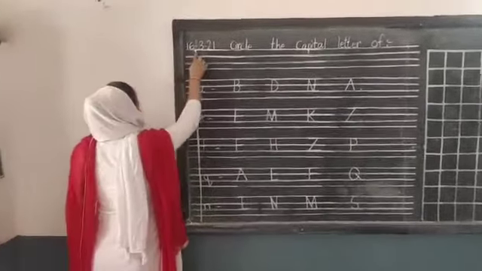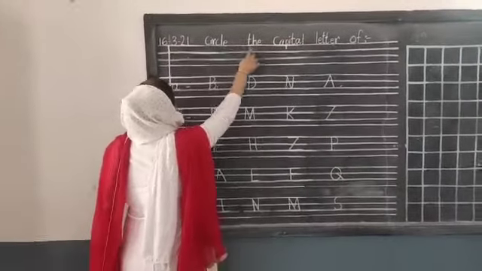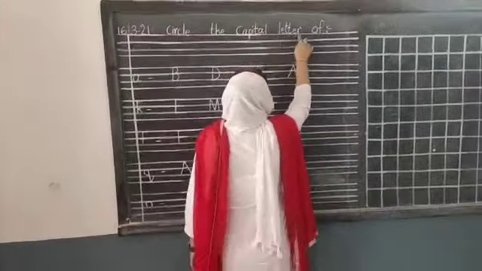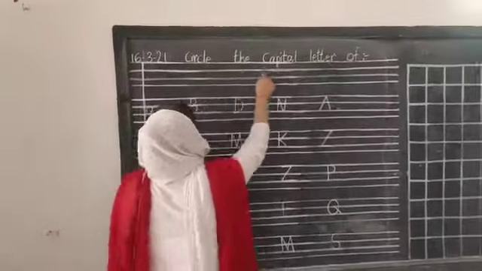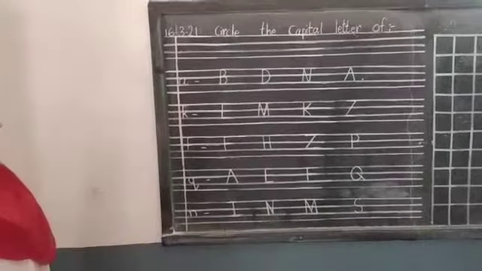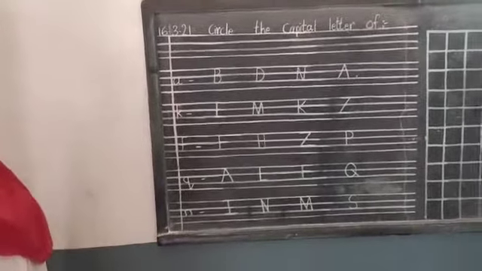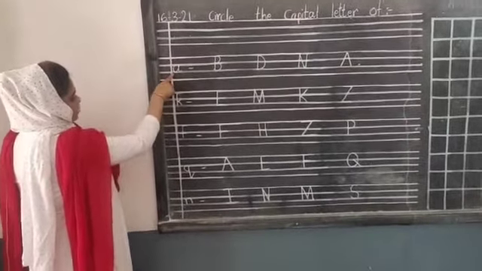Write the date 16-3-21. Write the heading, circle the capital letters of. Once again, I repeat, circle the capital letters of. Children, you already know capital letters, you know small letters. Right? So, here they are small letters.